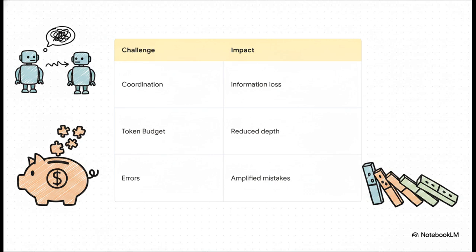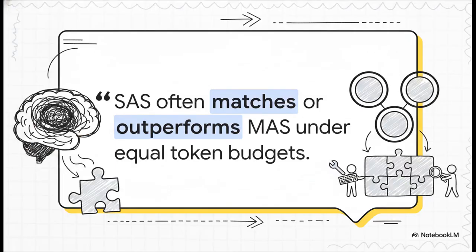Every single time Agent A has to summarize its work to hand it off to Agent B, nuance gets lost. And if you have a strict compute budget, splitting it means your agents are acting way faster, but their thinking is much shallower. Which leads us to this quote from the source material. Under equal thinking token budgets, single-agent systems often match or outperform multi-agent systems on multi-hop reasoning. This is a massive insight for how you should think about compute.